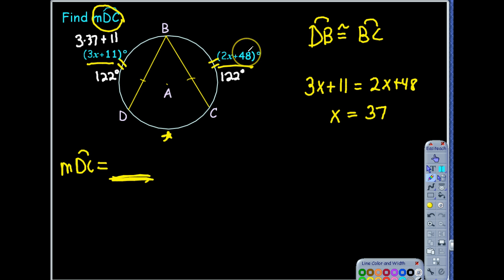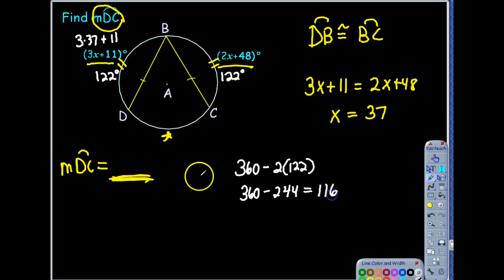Now, where am I going to go now? All 3 of those arcs together, the DB, the BC, and then the DC, which we're trying to find, all make up a whole circle. So they're all 360. So if I take 360 and I subtract the 122 and another 122, 2 of those, we'll end up with 116 degrees. So basically you're subtracting 244. 116. So that's the measure of arc DC.